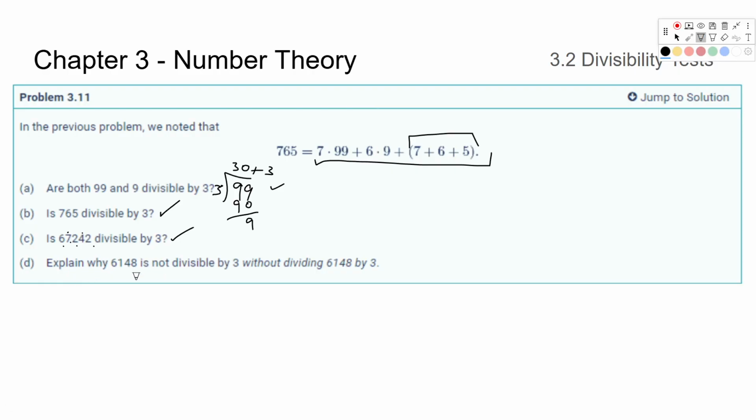All right, explain why this is not divisible by 3. All right, 6 and 4 is 10. 8 and 1 is 9. So that's going to be 19. And 19 is not divisible by 3.